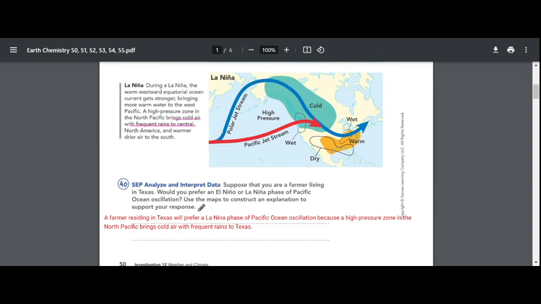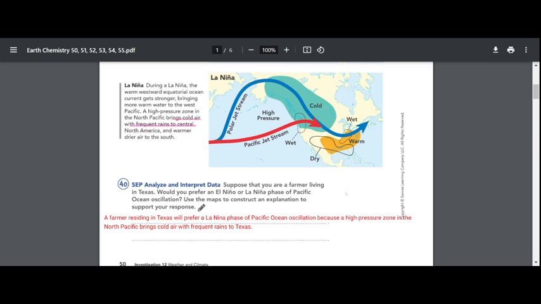Okay, so again, this dark blue arrow along here shows the polar jet stream. The dark red arrow shows the Pacific jet stream. This area right here is a high pressure zone. This right here is a wet zone. This area along here is a dry zone. You've got a warm region right along here, and then a wet region right along here. And then again, this area right here is pretty cold.